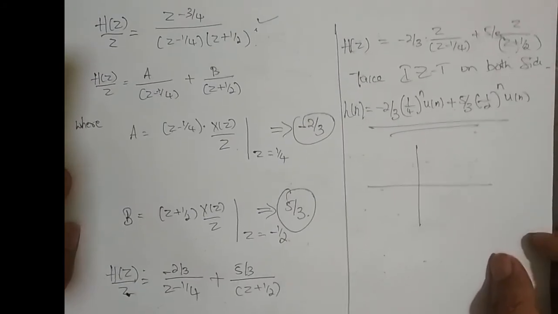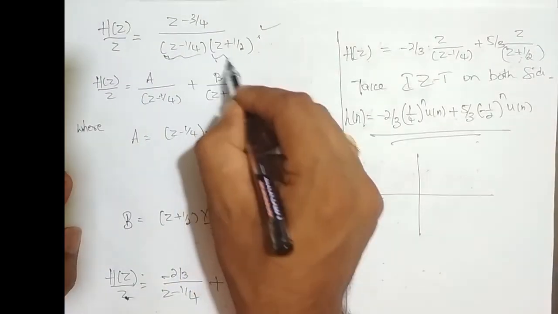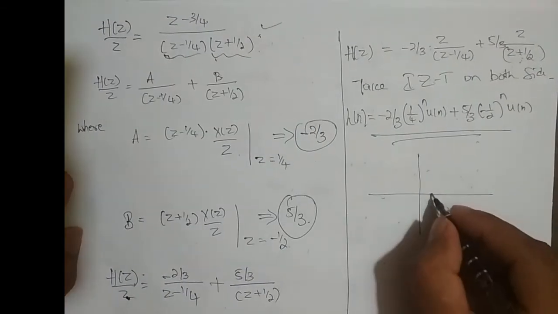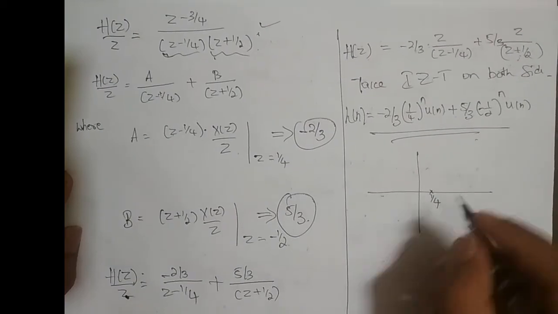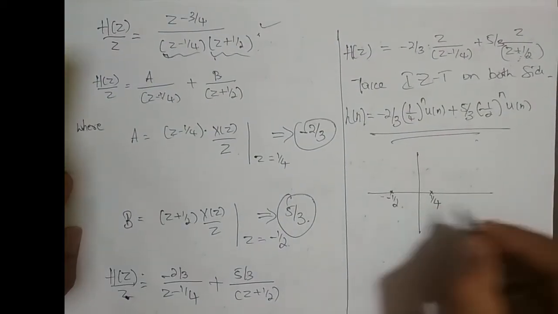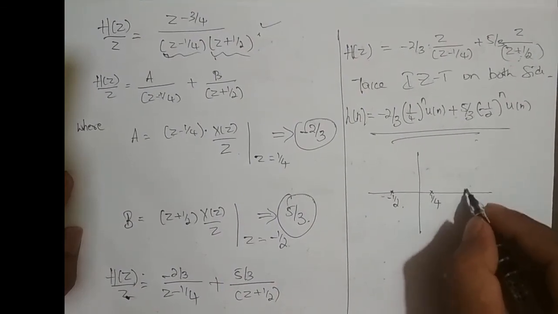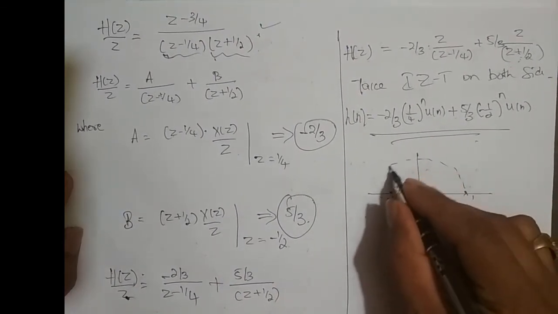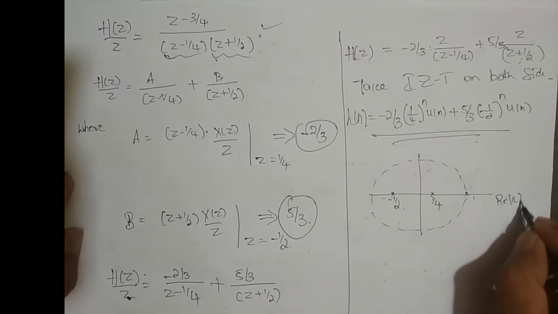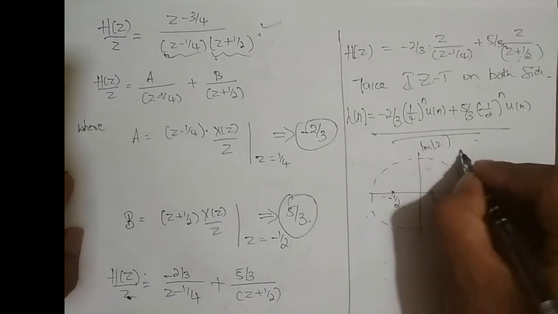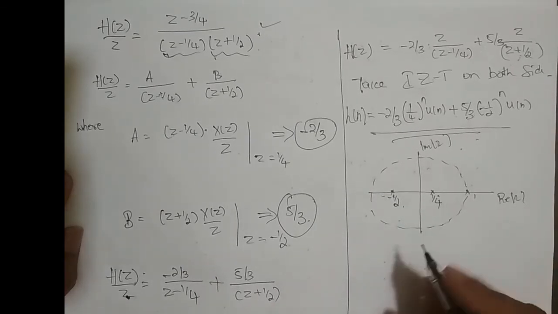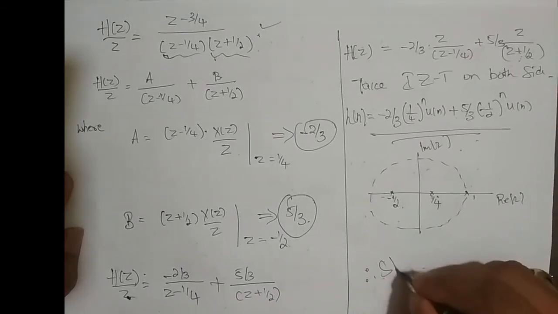How do we check for poles? These are the poles, right? So I have one pole at z is equal to 1 by 4, and I have one pole at z is equal to minus 1 by 2 somewhere here, and I have the unit circle somewhere here. This is the real part of z and this is the imaginary part of z. Since both the poles are lying inside the unit circle, it's a stable system.